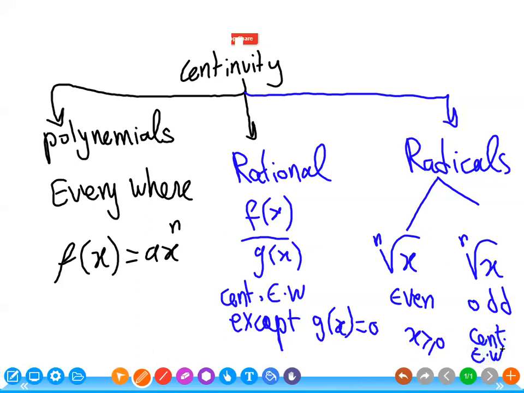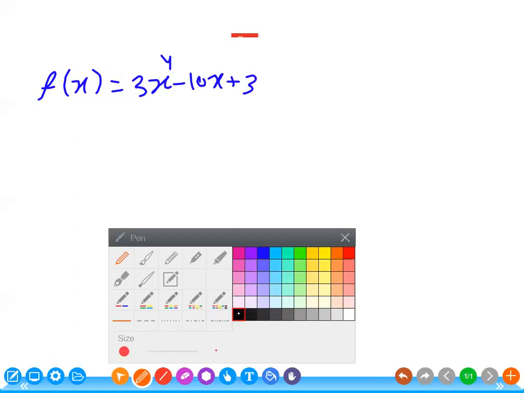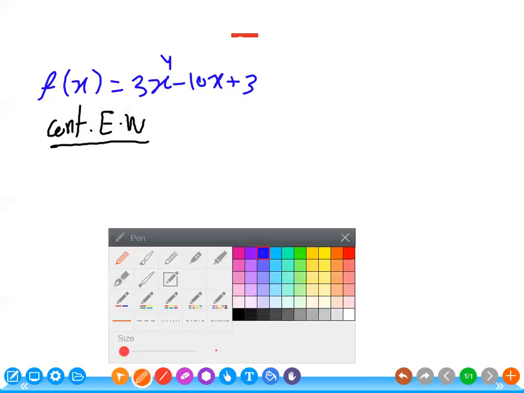Now, let's take one example for each. Identify where each function is continuous. For example, f of x equals 3x power 4 minus 10x plus 3. Now, as you can see, it's a polynomial. So we'll say it's continuous everywhere. We don't have any exceptions here. It's continuous everywhere.